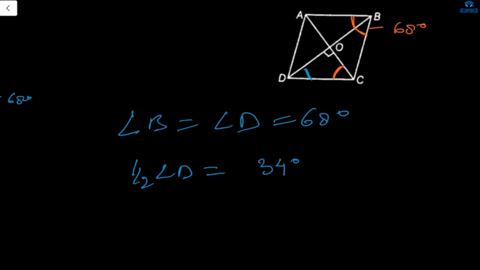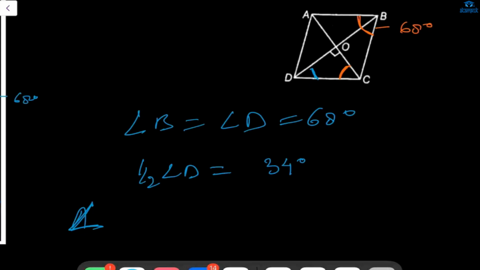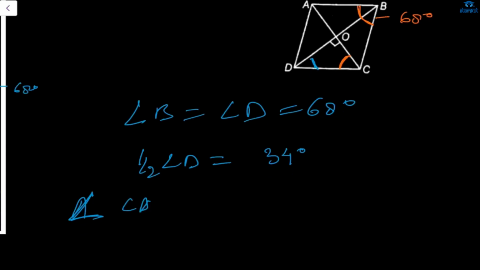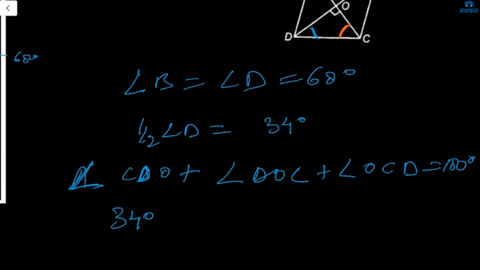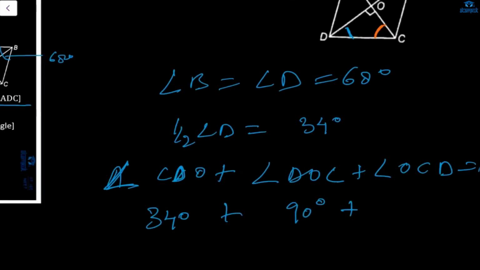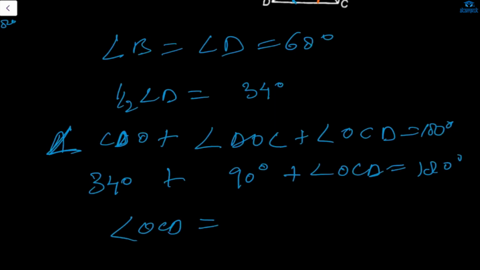Now, from the angle sum property of a triangle, angle CDO plus angle DOC plus angle OCD is equal to 180 degrees. CDO is equal to 34 degrees, DOC will be 90 degrees, plus OCD, which we have to find, is equal to 180 degrees. So angle OCD will be equal to 180 degrees minus 90 degrees minus 34 degrees. Okay, understood?